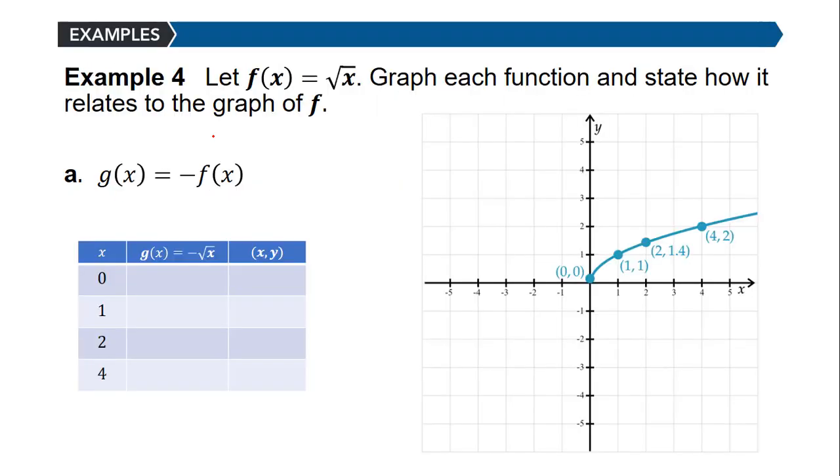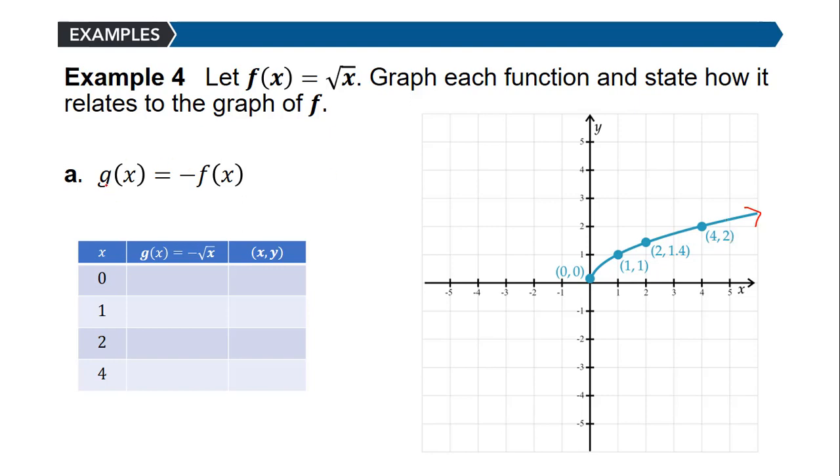So we can look at f of x is equal to the square root of x, and we want to graph the function g of x, which is equal to negative f of x, and state how its graph relates to the graph of f. So f of x, the square root of x, is just this half parabola that goes through (0, 0), (1, 1), (2, 1.4), and (4, 2).